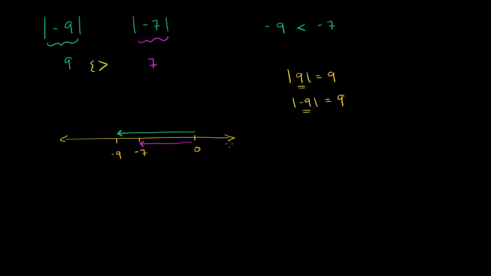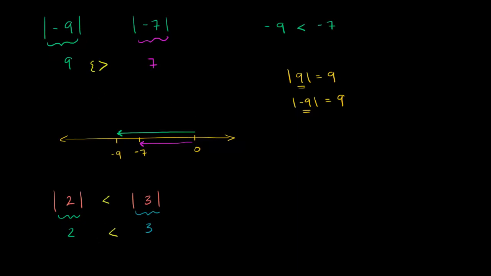Let's do a few more of these. So let's say that we wanted to compare the absolute value of 2 to the absolute value of 3. Well, the absolute value of a positive number is just going to be that same value. 2 is 2 to the right of 0. So this is just going to evaluate to 2. And then the absolute value of 3 is just going to evaluate to 3. It's pretty straightforward. So 2 is clearly the smaller number here, and so we get that the absolute value of 2 is less than the absolute value of 3. So we have a less than right over here.